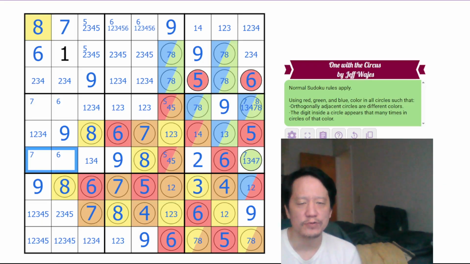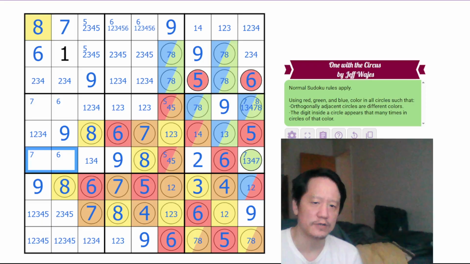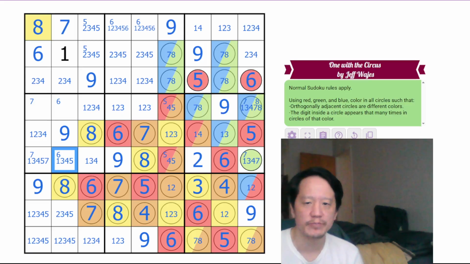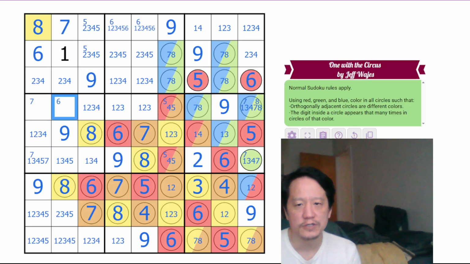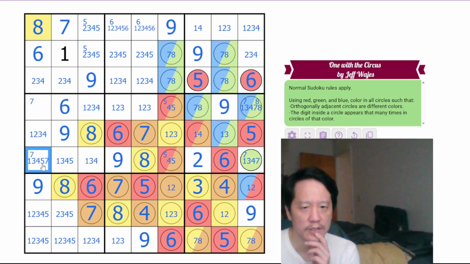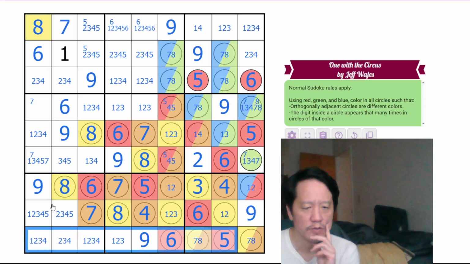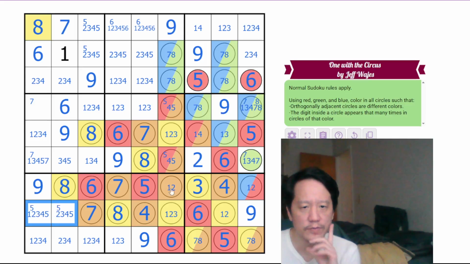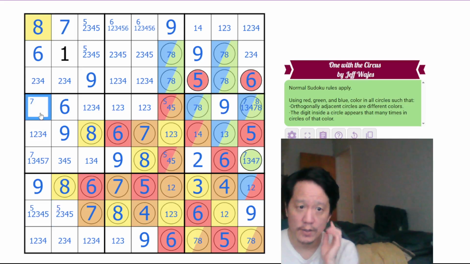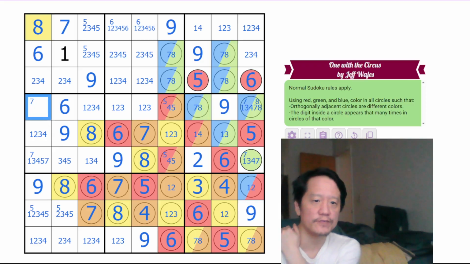Remaining digits in row 6 are 1, 3, 4, 5, 7. Obviously, this can't be 7. This can't be 6 anymore. So where is 6 in box 4? It must be there. This can't be 1 because of 1 in the column. This can't be 1 because of 1 in the column. This can't be 5 anymore because of 5 in the row. So 5 is one of these two. This can be 1, 2, 3, 4, 5, 7.